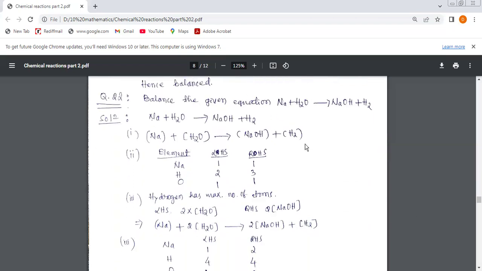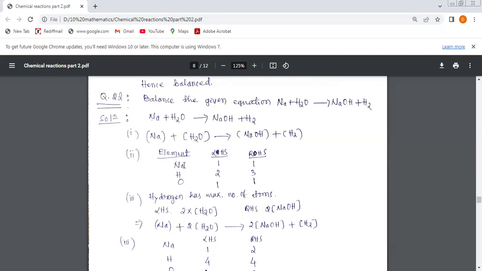Here is one more example. Balance the given equation: Na plus H2O gives rise to NaOH plus H2. This is the given equation. Write the given equation in this way. Next, put the bracket. Okay, so you have put the bracket here.